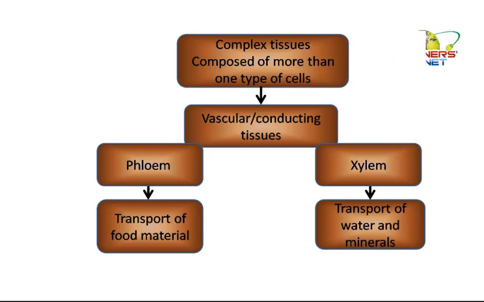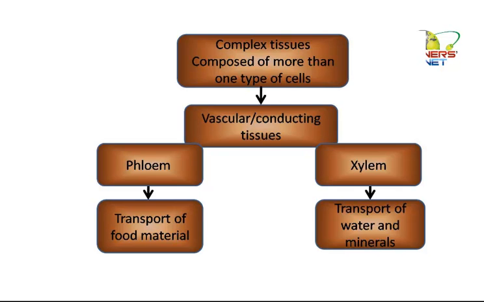Let us have a look over this small flow chart. So complex tissue, we can define them as the one which is composed of more than one type of cell. So I hope it is very clear now. Although they are made up of more than one type, these cells have the same origin and together they are performing the same function. Thus we are calling it a tissue, but of course it is a complex type.